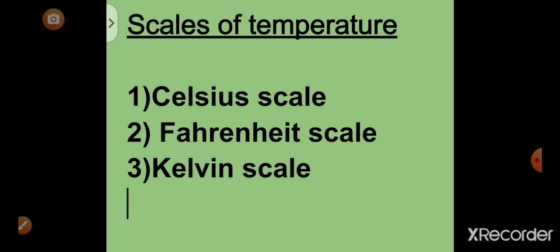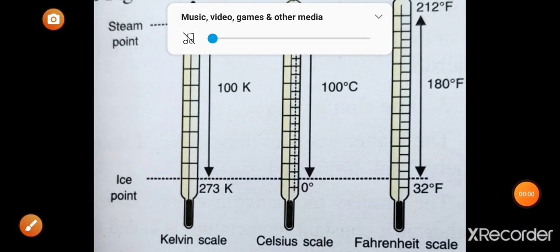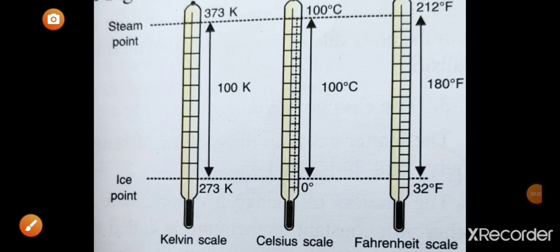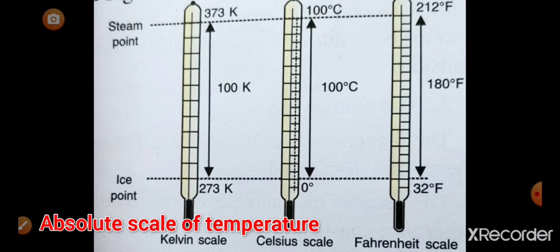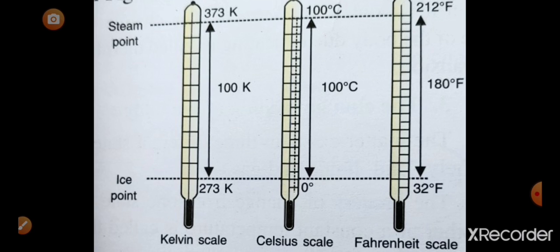Now we are going to discuss the difference between these three scales. Here you can see the pictures of these three scales: the Kelvin scale, the Celsius scale and the Fahrenheit scale. The Kelvin scale is also called the absolute scale of temperature.